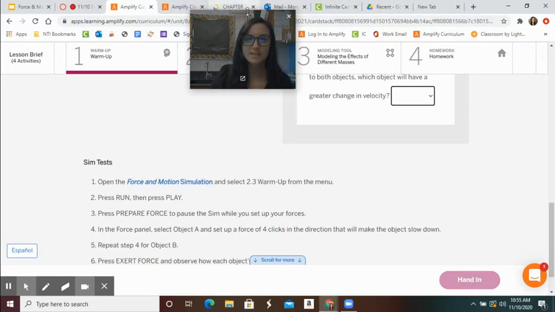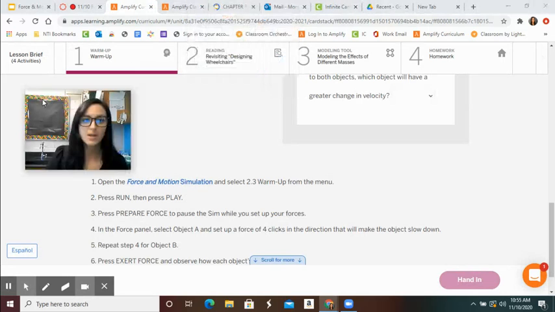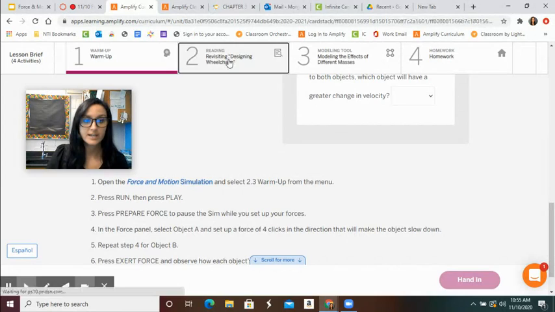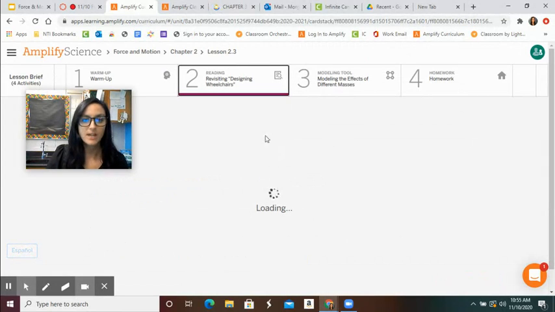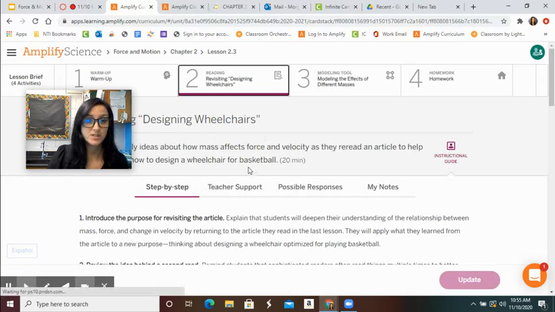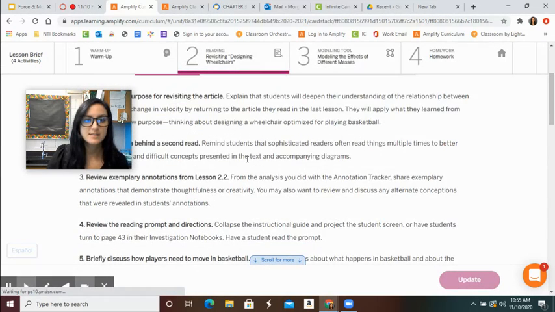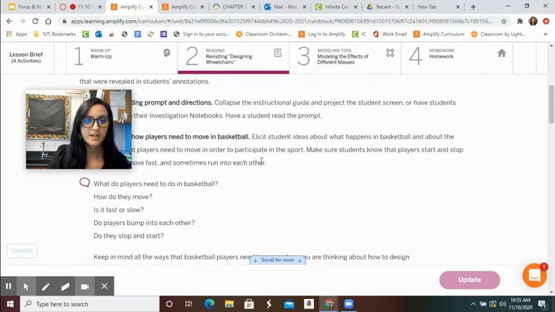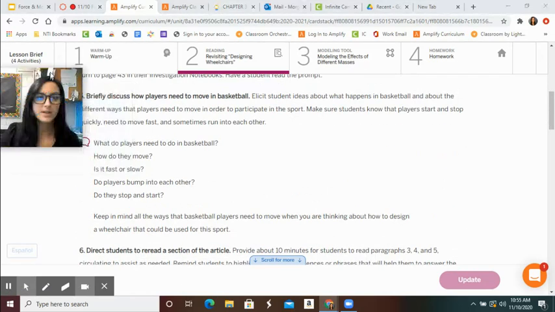And the next thing that we did after the warm-up is we did the reading. We skipped lesson 2.2 because lesson 2.2 was pretty much just this reading. And since lesson 2.3 had you reread it, we just are going to have you read it once.